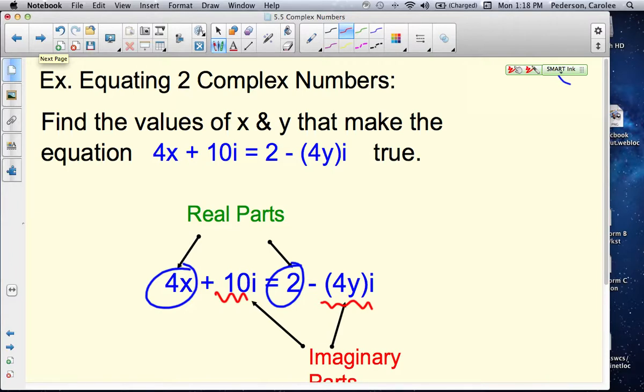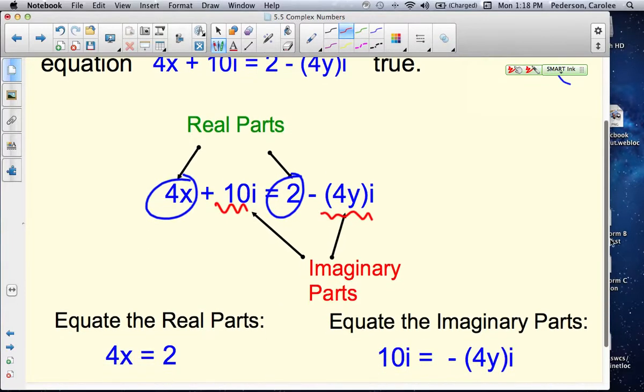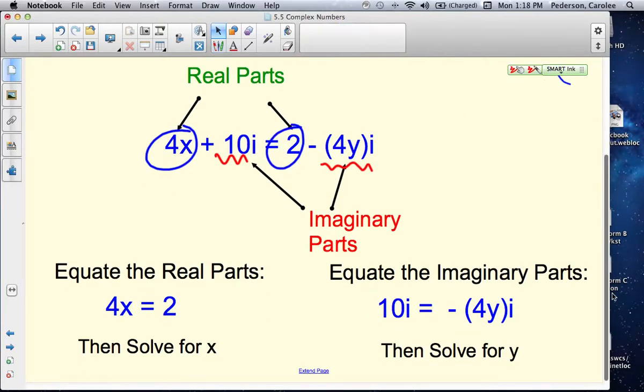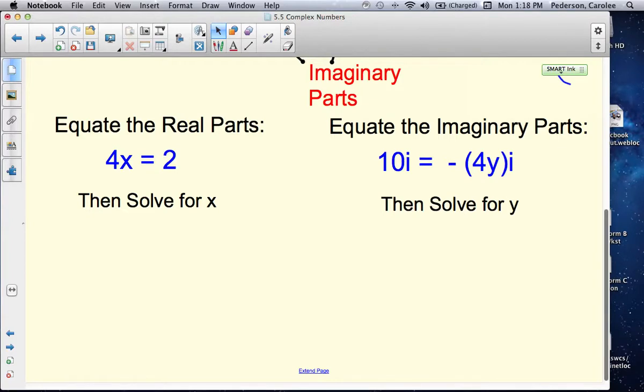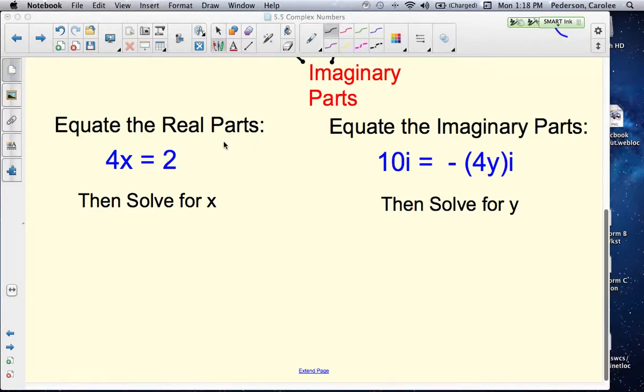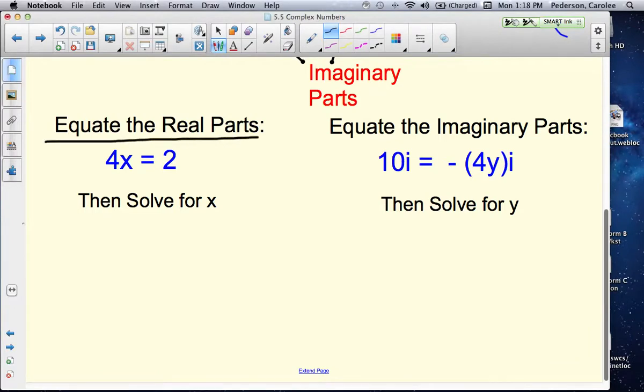So how you solve this equation is you set the real parts equal to each other and the imaginary parts equal to each other. So from this, just go ahead and write down this bottom part. So we equate the real parts, which is your 4x equals 2, and then you equate the imaginary parts, which is 10i equals negative 4i times y. And then you just solve for their variables.